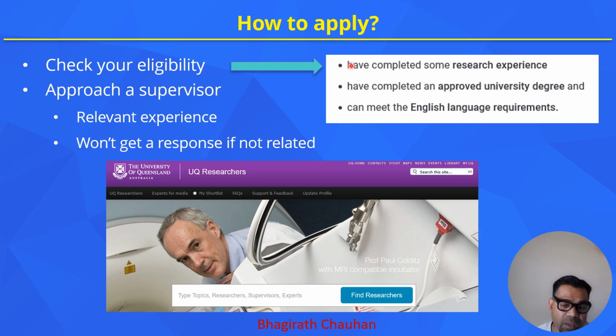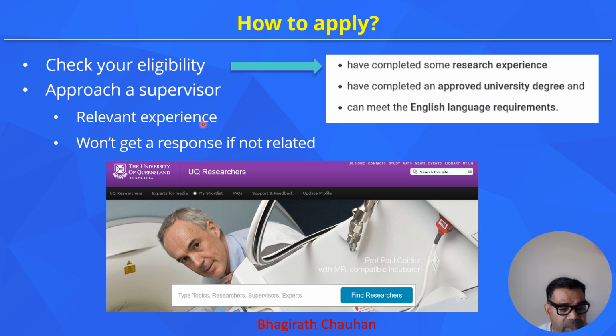And once you think that yes, you are eligible, you approach a supervisor. Here it's different than your MS coursework. In MS coursework, you don't need to contact any supervisor. You just apply directly there. But here for MPhil or PhD, this higher degree, you need to approach a supervisor with relevant experience.